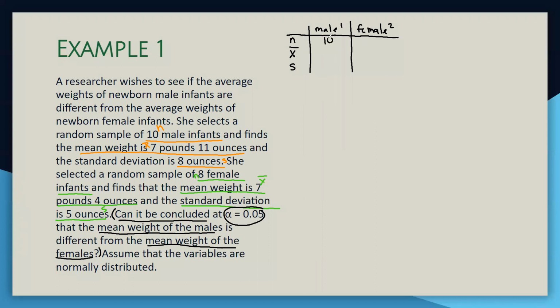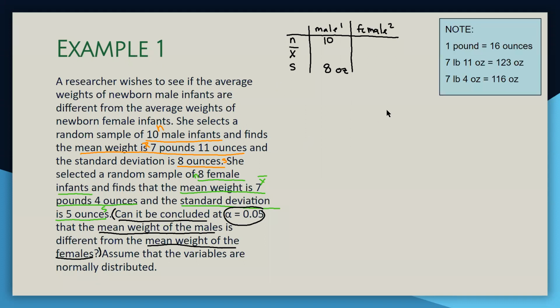So sample size of 10, sample standard deviation of 8. That sample mean is problematic. This standard deviation is 8 ounces. The mean weight is in pounds and ounces. I know that my mean and standard deviation need to be in the same unit. They need to be measuring the same thing in the same unit. So I need to convert that mixed units, pounds and ounces, into ounces.